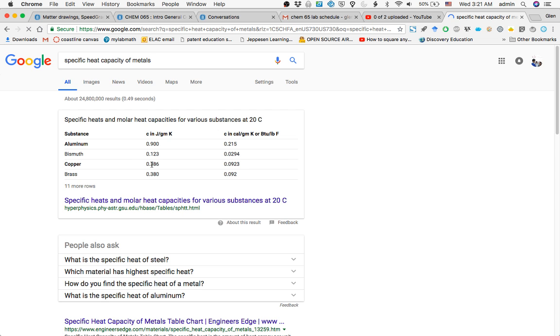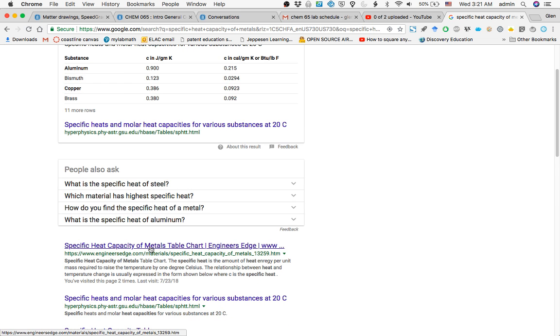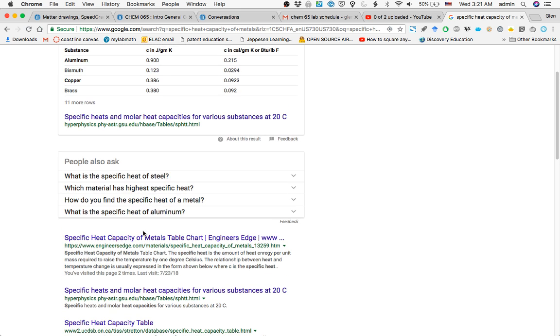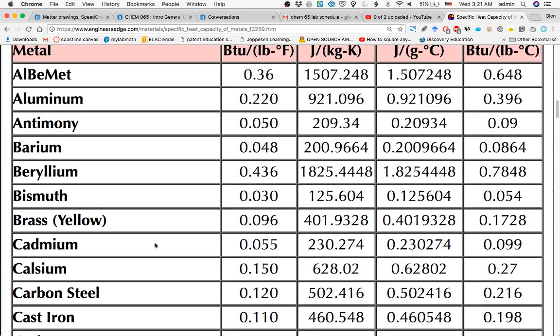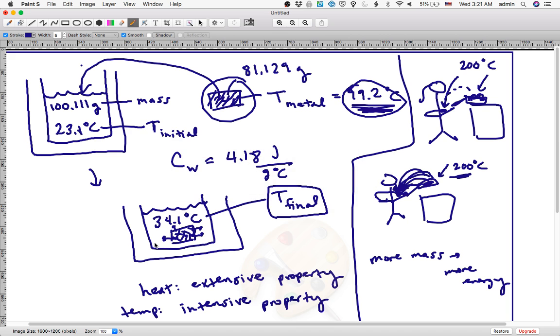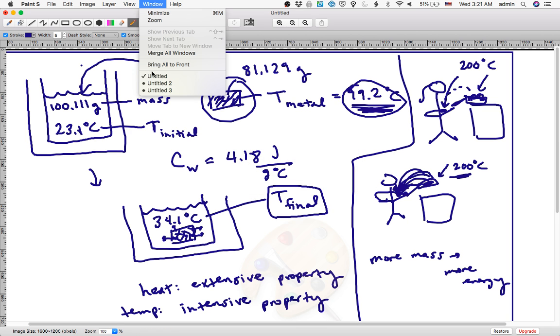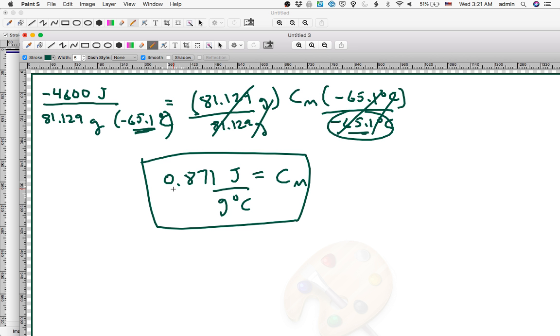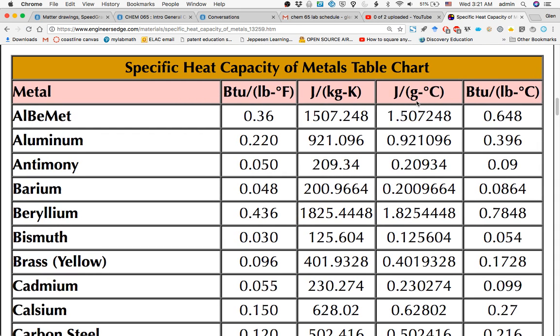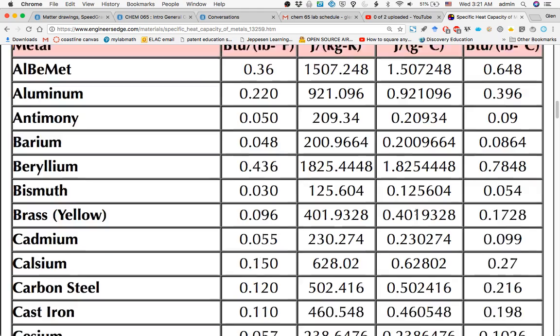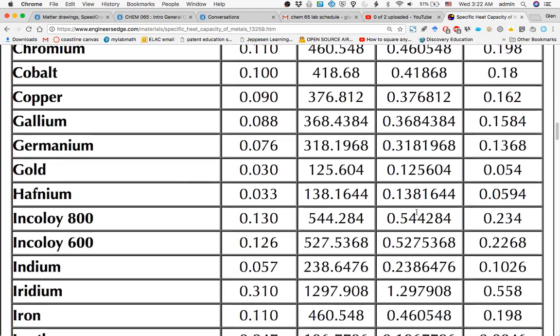So here I have some numbers, some specific heat capacities of different metals, and my metal had a specific heat capacity of, what was it again? I already forgot. 0.87 something? That's right, 0.871 joules per gram per degree Celsius. So here it is, joules per gram per degree Celsius. You see that? Let me see which metal has 0.871 or something like 0.871.